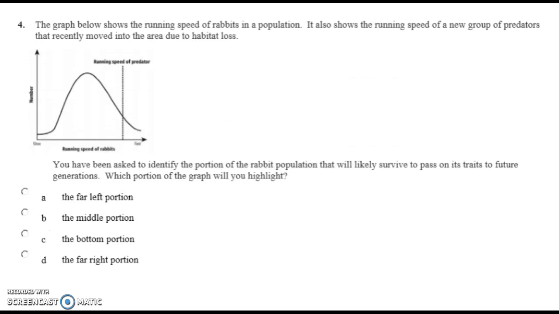Question 4. The graph below shows the running speed of rabbits in a population. It also shows the running speed of a new group of predators that recently moved into the area due to habitat loss. You have been asked to identify the portion of the rabbit population that will likely survive to pass on its traits to future generations. Which portion of the graph will you highlight? A. The far left portion. B. The middle portion. C. The bottom portion. D. The far right portion.